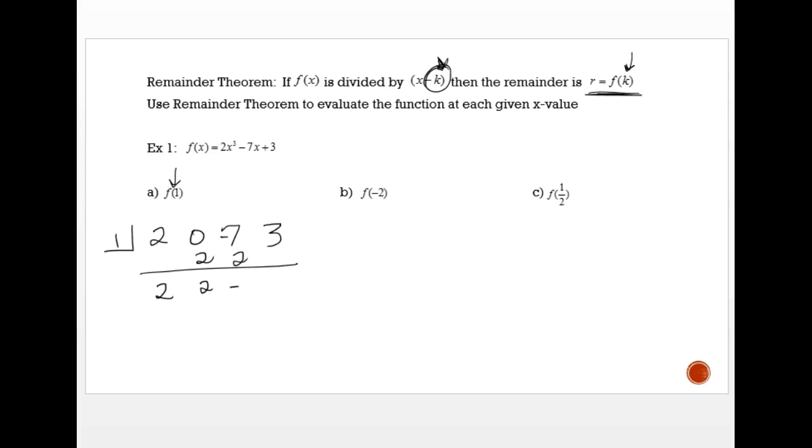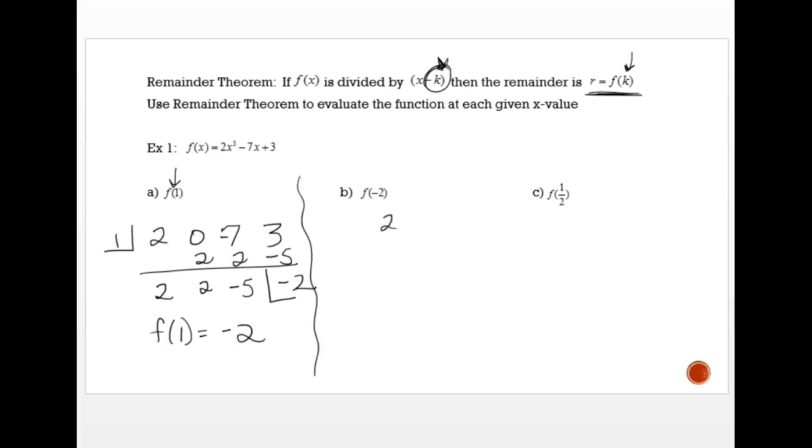Negative 7 plus 2 is negative 5. Negative 5 times 1 is negative 5. And that gives me a remainder of negative 2. So what does that mean? It means f of 1 equals negative 2. If I plugged a 1 into this equation up here, I would get a negative 2.